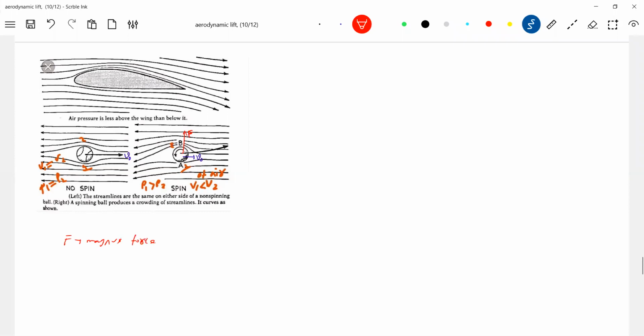This Magnus force, due to what will it come? Due to the spinning effect, no? If there is no spinning effect, we don't get Magnus force. How much the air retards here, the same amount it retards here, and the pressure at 1 and 2 will be the same, and there won't be a net force acting on the ball vertically. So, no Magnus effect.